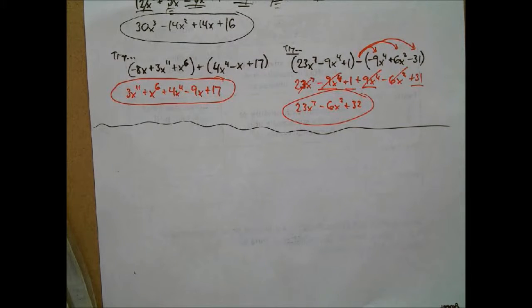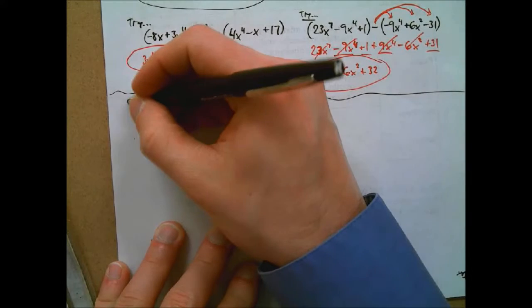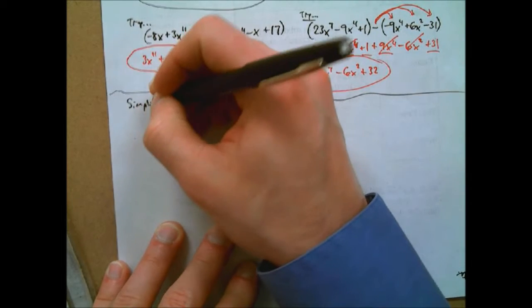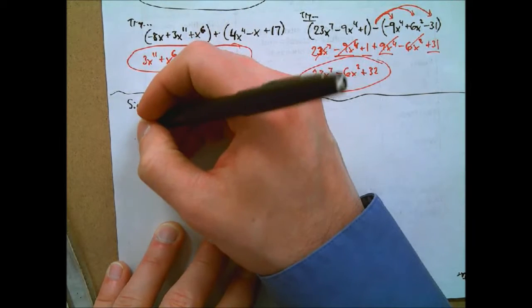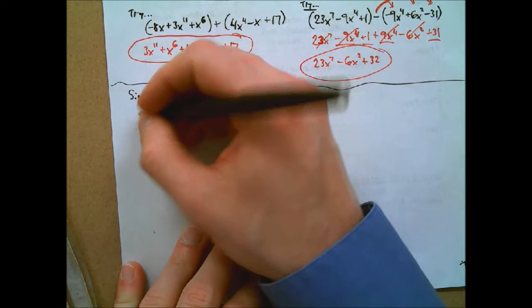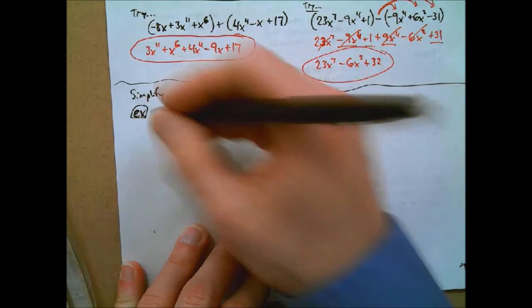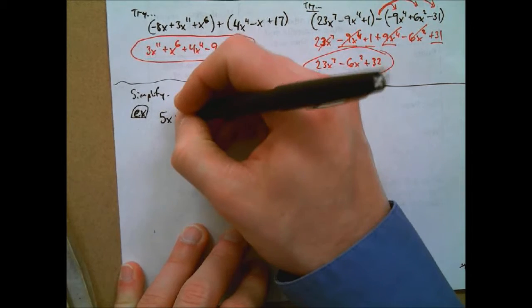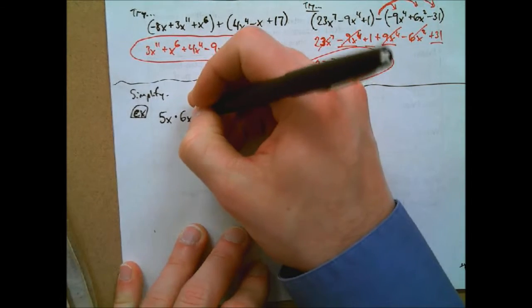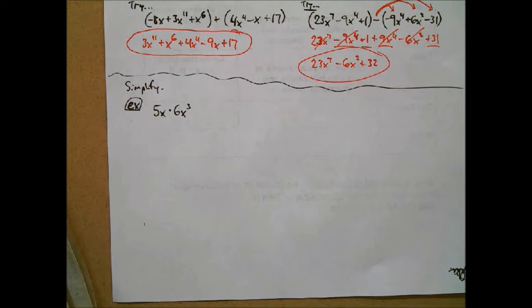Again, we'll just simplify here. So we'll start out real basic, and then we'll get to more advanced stuff. Here's a polynomial times a polynomial, but more specifically, it's a monomial times a monomial, right? One term times one term there.